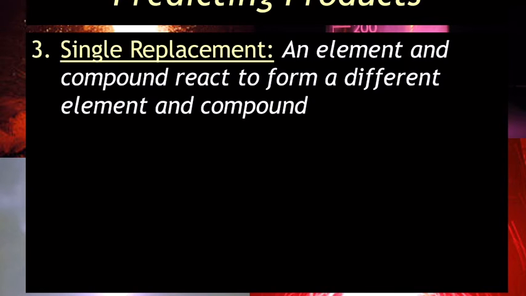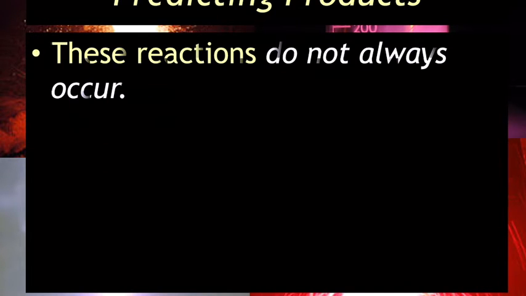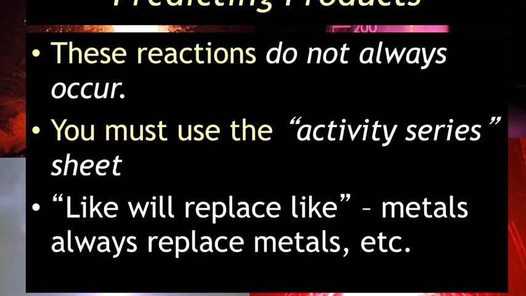Okay, now let's talk about single replacement reactions. In a single replacement reaction, an element and a compound react to form a different element and compound. So for example, it's going to look something like A plus BC yields AC plus B. We're kind of switching out. So something important to note is these reactions don't automatically always occur. They depend on the activity of the metal. And metals will always replace metals, nonmetals always replace nonmetals.